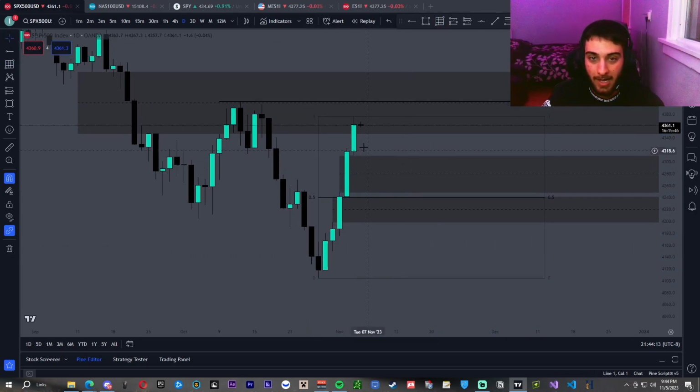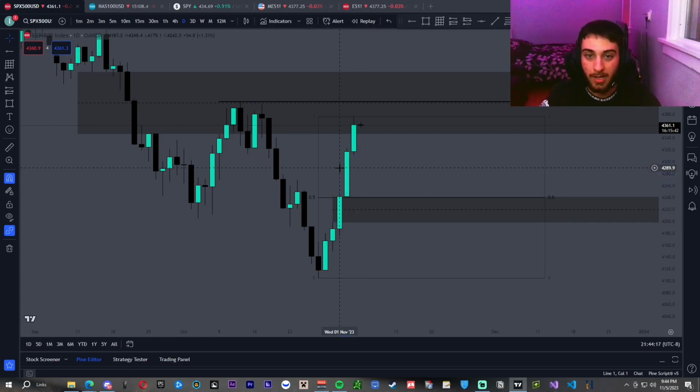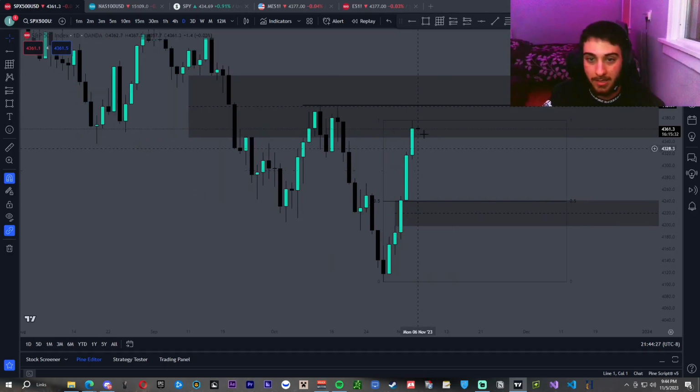Oh well, look at that. Actually, I'd honestly prefer if it goes to this one. This one might be a little too high. The more confluences we have and building blocks we have coming together, the higher probability our setups look. So we might want to see it come down into here.